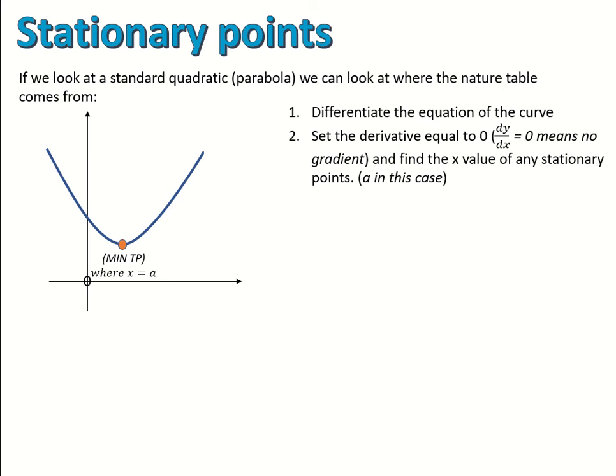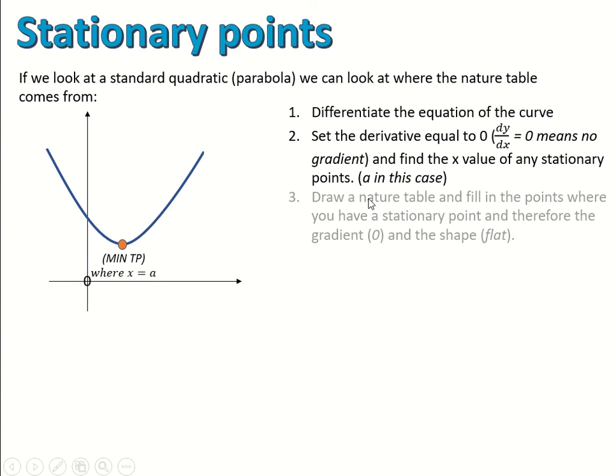But if it's a stationary point that we're looking at, we know that the rate of change is equal to zero. So we set the derivative equal to zero. In other words, there's no gradient, the gradient is zero, and we find the x value at any stationary point. This will give us an equation which we can solve, and we can find out where that point occurs.